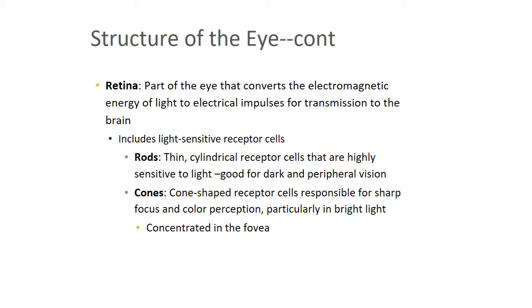The cones are cone-shaped receptor cells responsible for sharp focus and color perception, particularly in bright light. They are concentrated in the fovea. So the fovea is more heavily laden with cones than it is rods. And these particular cells are really important for the sharp detail.